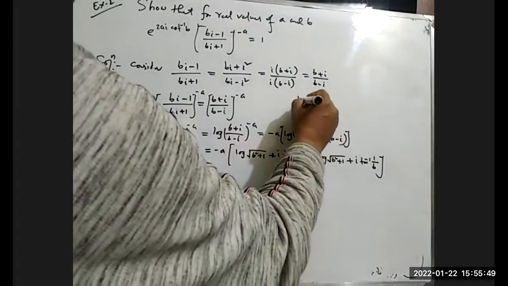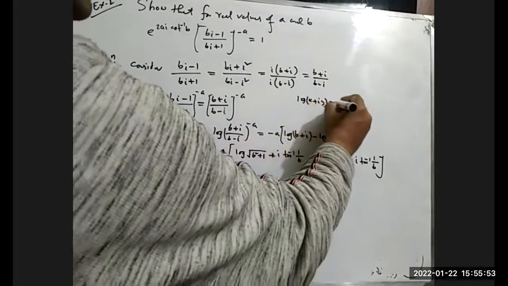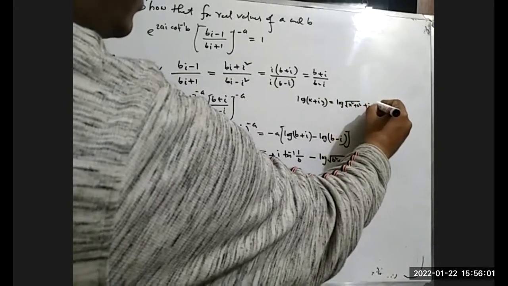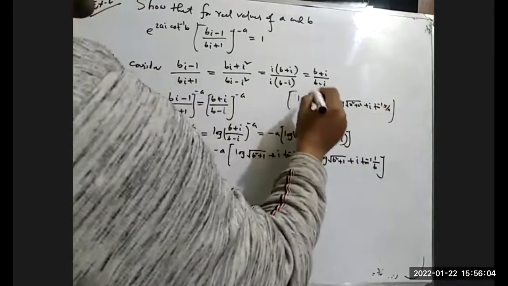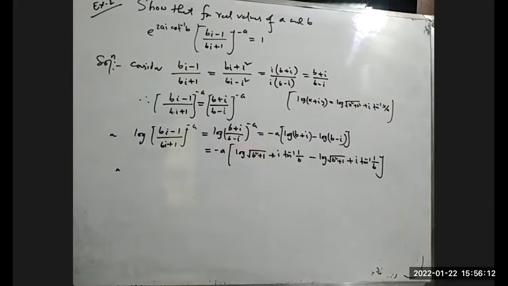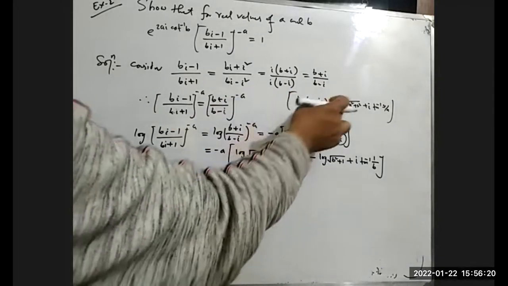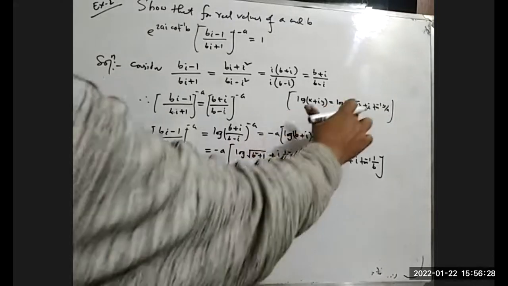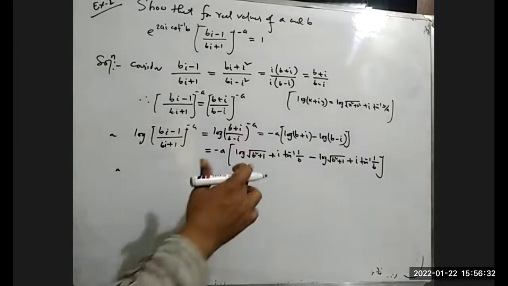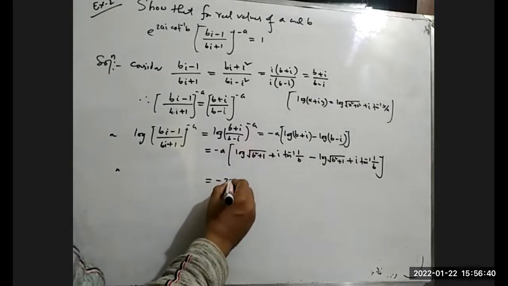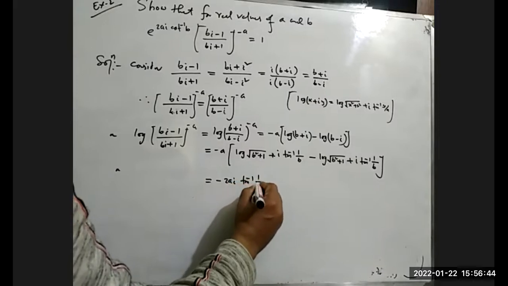You must know about this. Log x plus i y equals what? Log root over x square plus y square plus i tan inverse y by x, using this formula. Just before this example, we have proved this result. Clear? Using this formula, I have proved this before this example. Just putting here b as x, and 1 as y. Now this one will be cancelled, and this i will be twice i. So this equals minus twice i tan inverse 1 by b.